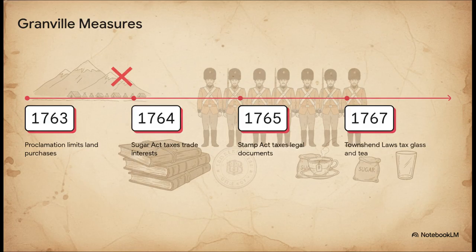Looking at the timeline, in 1763, a proclamation bans colonists from buying land beyond the Appalachian Mountains. 1764 brings the Sugar Act. 1765 brings the Stamp Act, forcing folks to use British stamps on literally all legal documents. Oh, and the Quartering Act forced colonists to actually house and feed English troops in their own homes. Finally, in 1767, the Townshend laws taxed glass, paper, and tea. It was a rapid, absolutely overwhelming legislative assault.